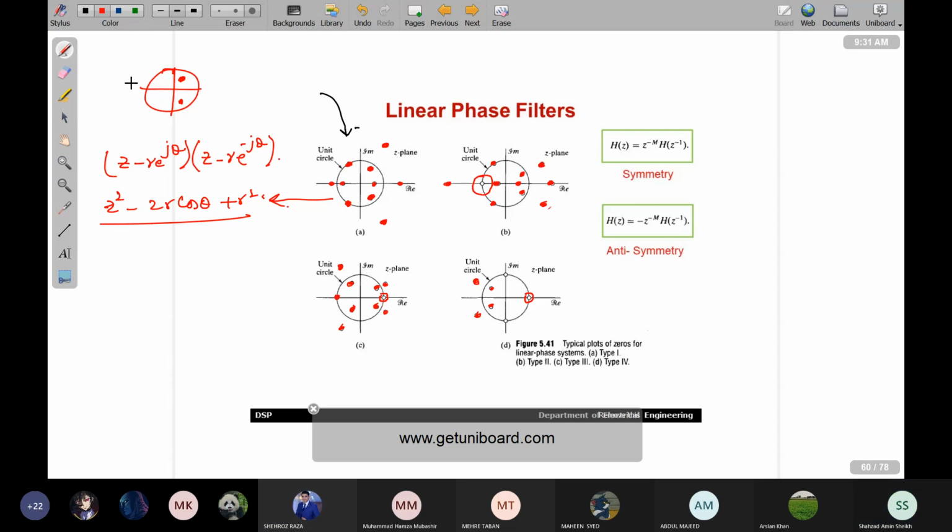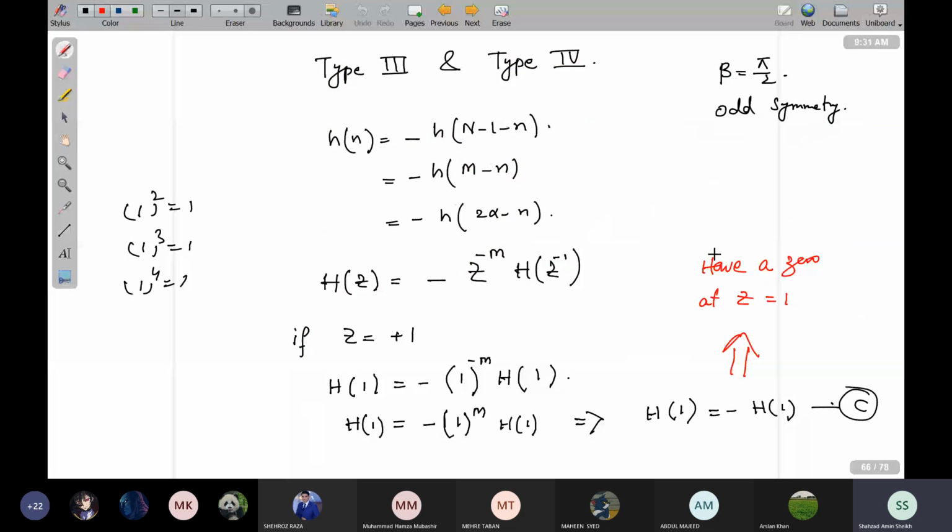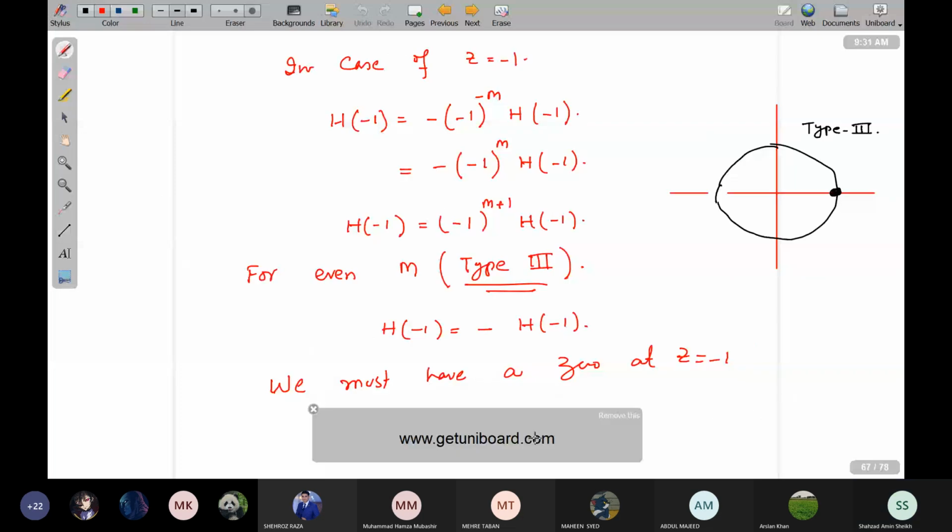क्या हो गया यहाँ पे? अगर आप देखें टाइप 3 और टाइप 4 में, so we have mathematically proven that in type 3 and type 4, we must have a 0 at z is equal to 1 from this equation. But type 3, yes, sir, we have ended up कि type 3 में we must have a 0 at z is equal to -1 as well. कहाँ पे कहाँ है? For even m, ये देखिए, ये जो टर्म है इसको देखिए, for even m, इस इक्वेशन को यहां से देख के बताया, h of -1 is equal to -1 raised to power m plus 1 h of -1.